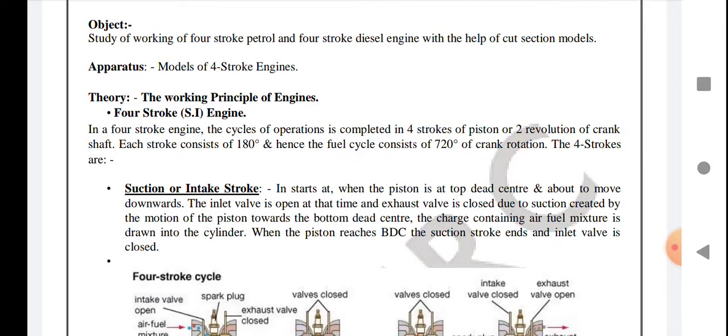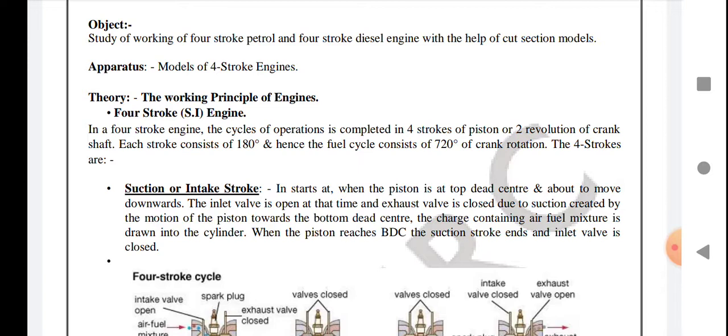Now first we discuss the 4-stroke petrol and 4-stroke diesel engine. In a 4-stroke petrol engine, the fuel is petrol. In a 4-stroke diesel engine, also called a compression ignition engine, the fuel is diesel.